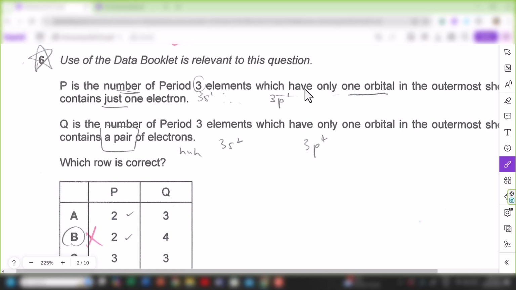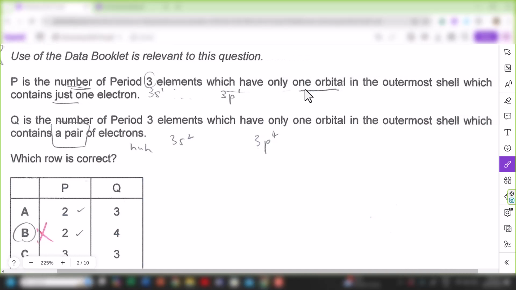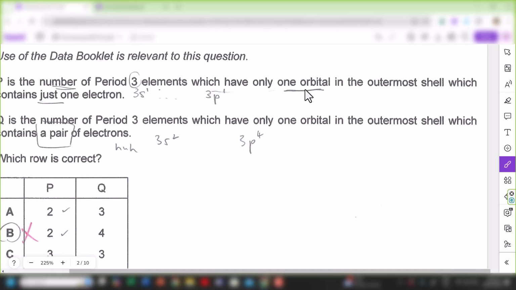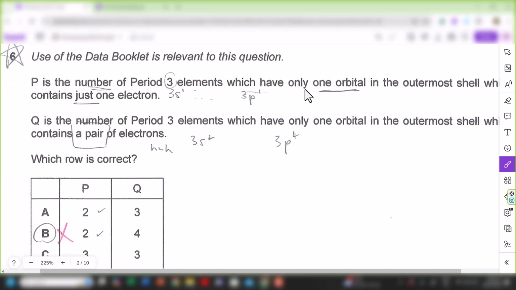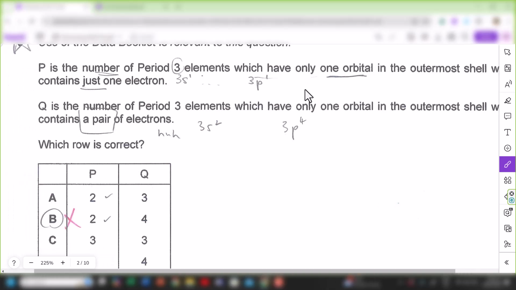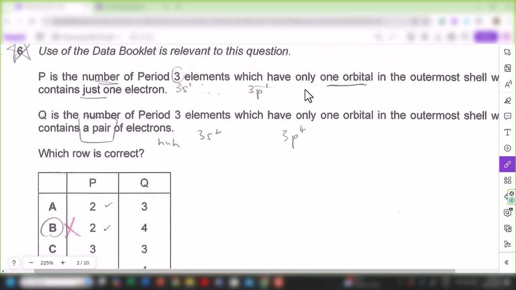Next, question 6. Use of the data booklet is relevant to this question. P is the number of period 3 elements which have only 1 orbital in the outermost shell, which contain just 1 electron. Okay, so it's period 3, 1 orbital, 1 electron. Q is the number of period 3 elements which have only 1 orbital in the outermost shell, which contains a pair of electrons. So which row is correct?